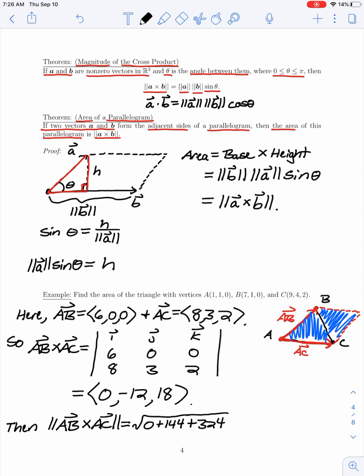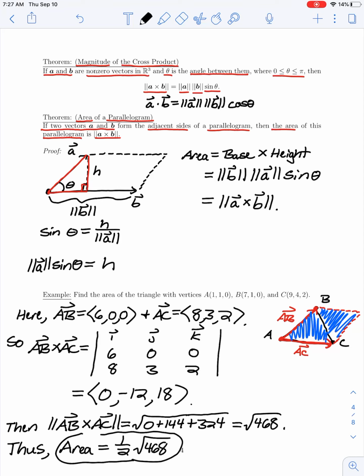And so summing these values, we're left with the square root of 468, which you might be able to reduce a little bit. I'll leave it as is. And so the area of our triangle is then half of the area of that parallelogram. That is half the square root of 468.